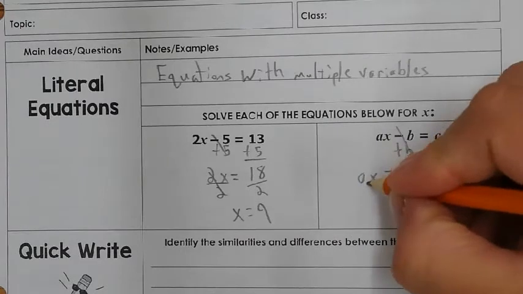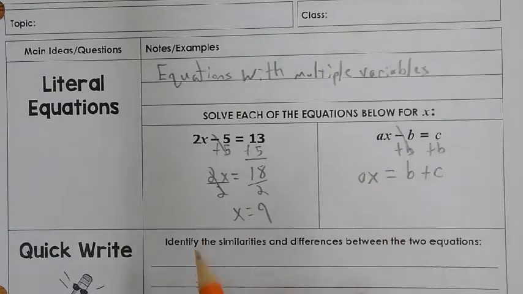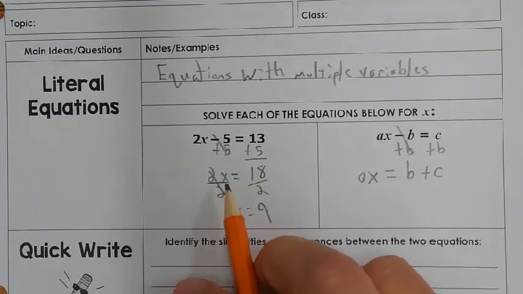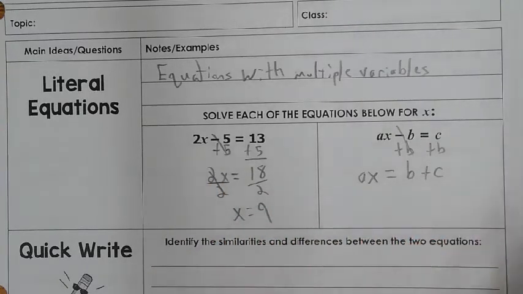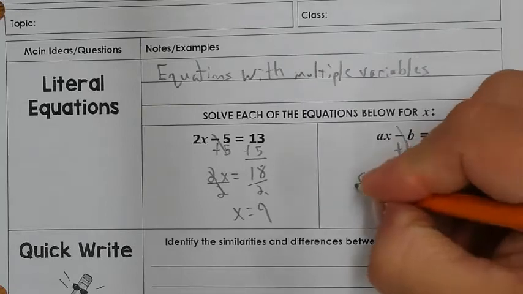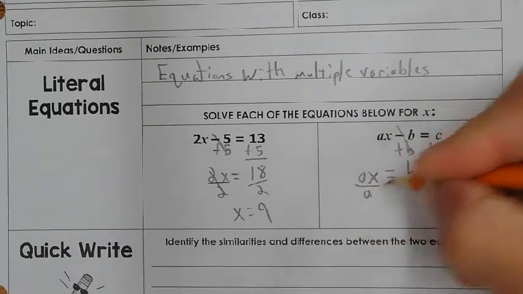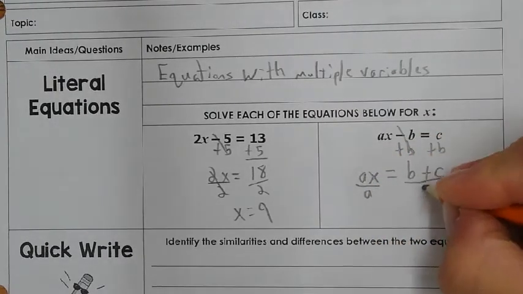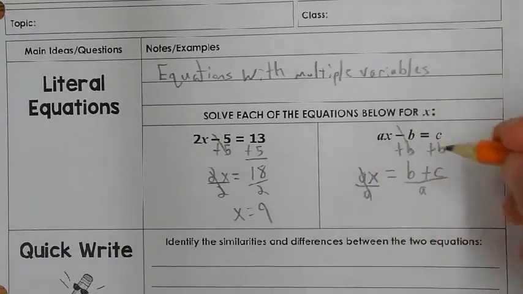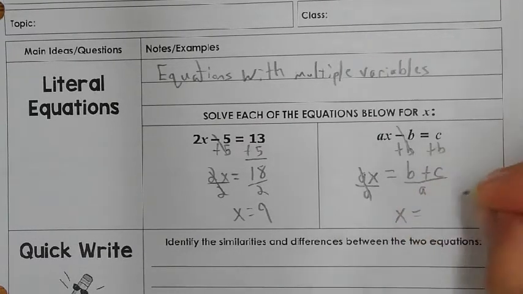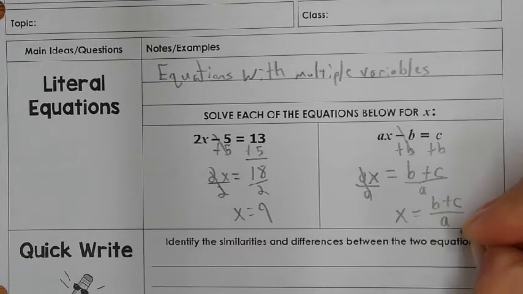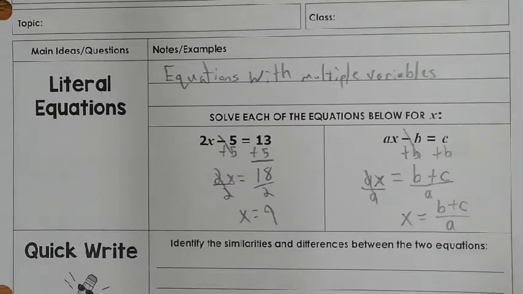So now we've got to get x by itself. If we look over here at this one, we divide by 2 because that's 2 times x. So what are we going to divide by to get the x by itself? Divide by a. So we're dividing all of this by a. That cancels out. Are there any like terms over here? No. So that's your final answer: x equals b plus c over a. And that's it. You were done after that point.